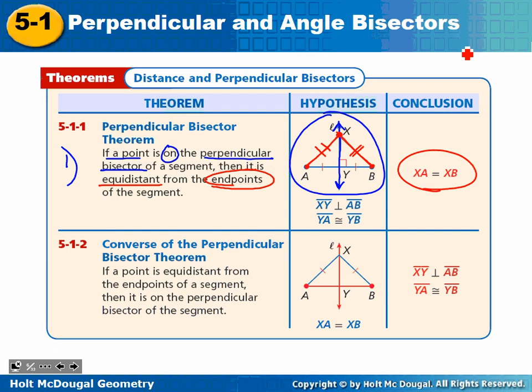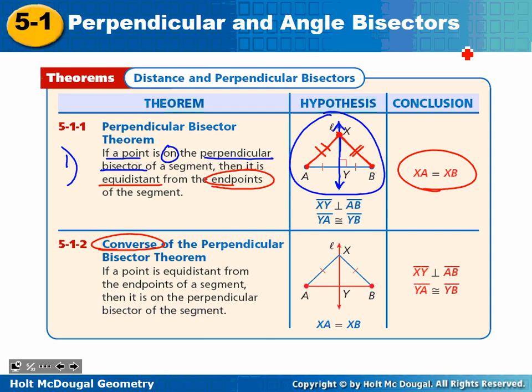The second part down here is just the converse. Remind me, back in chapter 2, what does a converse do to your theorem? Okay, it switches it. So instead of saying if P then Q, what does it say? If Q then P. So this said if you have a perpendicular bisector, then a point is equidistant.